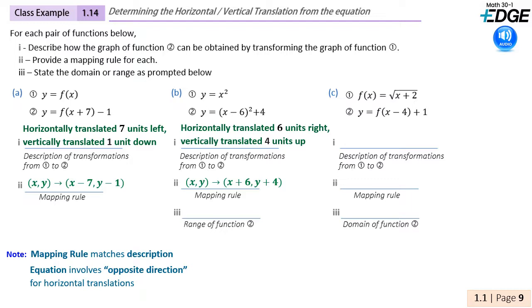Can you visualize that? If you know that range, please know that a horizontal translation will never affect the range. So you only have to consider how the vertical translation of 4 units up affects that initial range.